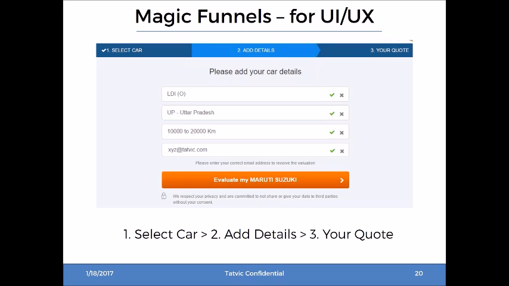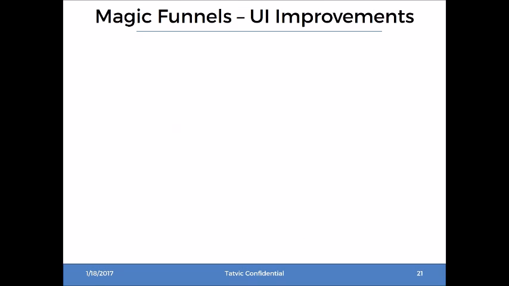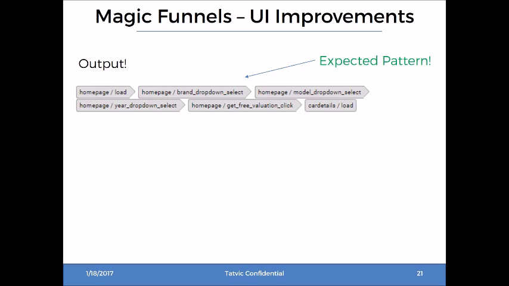Assuming we are tracking all of these user actions in Google Analytics, when we actually see the magic funnels data, this was the output. This is one of the user journeys recorded in the top conversion path report. So yes, people are visiting a home page, then selecting the drop down values, and then finally landing on the second page, which was the car details page.